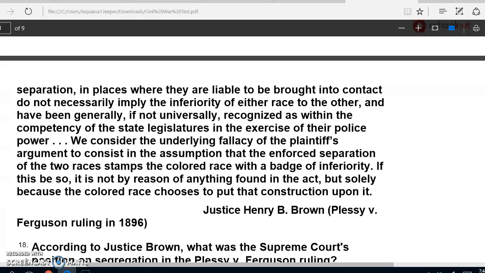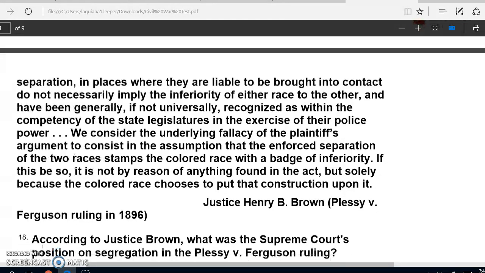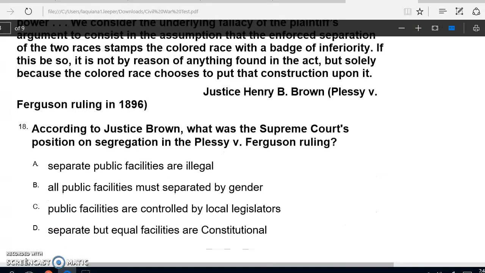We consider the underlying fallacy of the plaintiff's argument to consist in the assumption that the enforced separation of the two races stamps the colored race with the badge of inferiority. If this be so, it is not by reason of anything found in the act, but solely because the colored race chooses to put that construction upon it. Henry B. Brown, Plessy versus Ferguson, ruling in 1896.